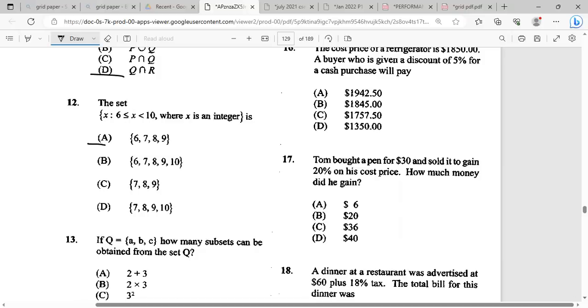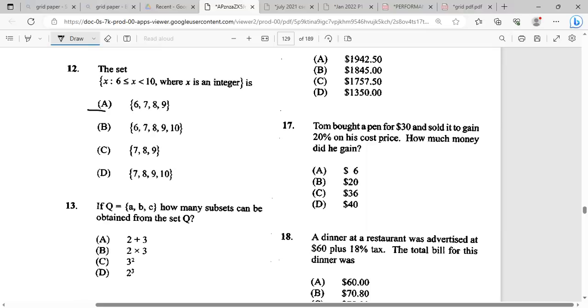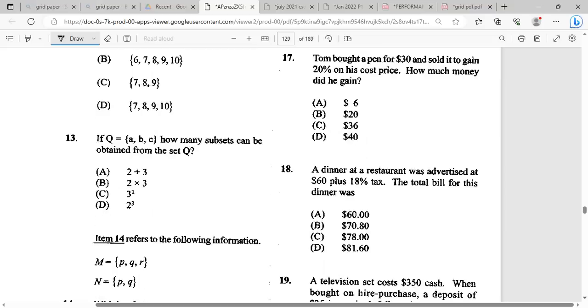All right. Number 13 says if Q is equal to ABC, how many subsets can be obtained from set Q? And that would be 2 raised to the number of elements. I've done this so many times. 3 elements, A, B, and C, so it's D.